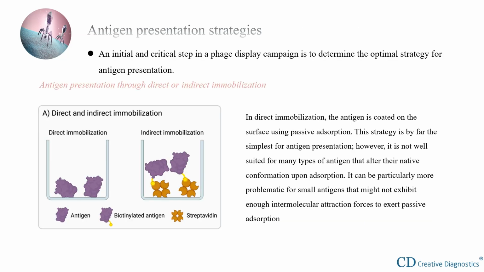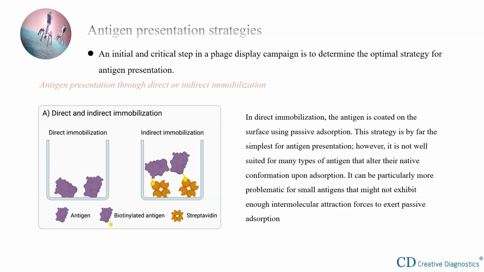For a successful phage display-based antibody discovery program, it is essential that the conformation of the included antigens closely resembles the conformation the antigens will have in their final application. Otherwise, the antibodies discovered might only recognize the antigen in an altered conformation. Therefore, an initial and critical step in a phage display campaign is to determine the optimal strategy for antigen presentation. The most widely used antigen presentation strategy is to immobilize the antigen directly or indirectly on a surface.